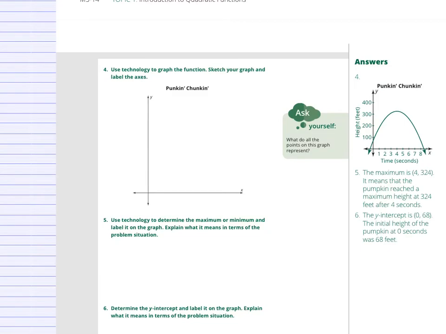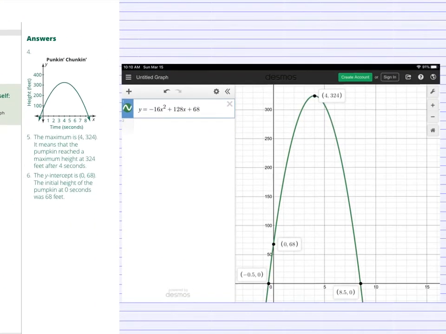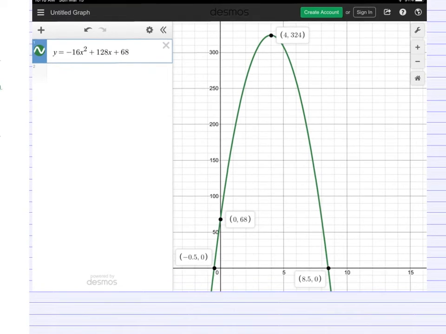All right, number 4 says use technology to graph, and I believe I have a screenshot over here. Here's what happens. Again, right here is the beginning part. This is where our catapult releases it. Now again, I know you have this part of the green line right here, but that's in the negatives, and we can't have negative time for a pumpkin. Like once it's released, time starts. We can't have negative 0.5 seconds, which is that right here.